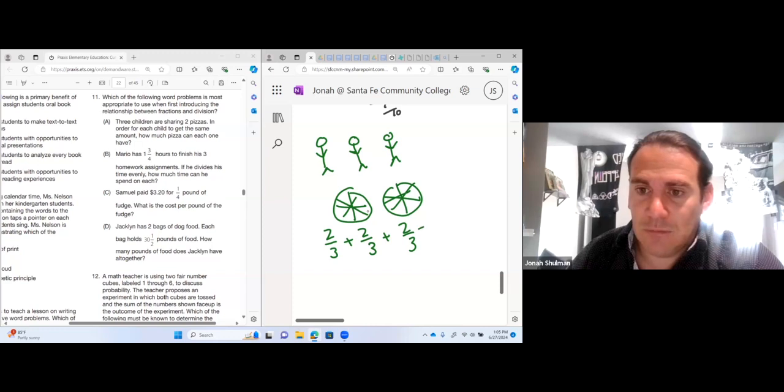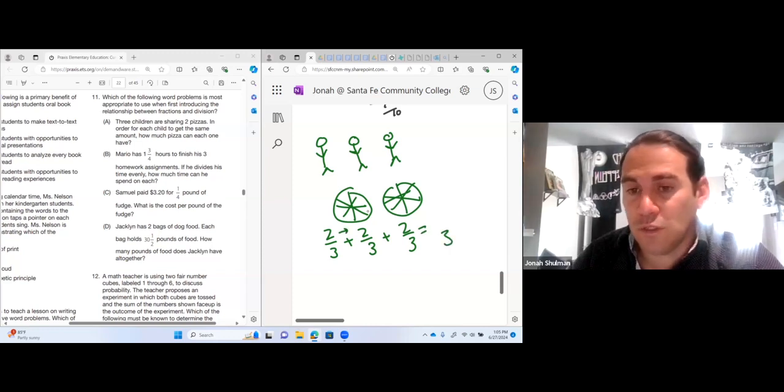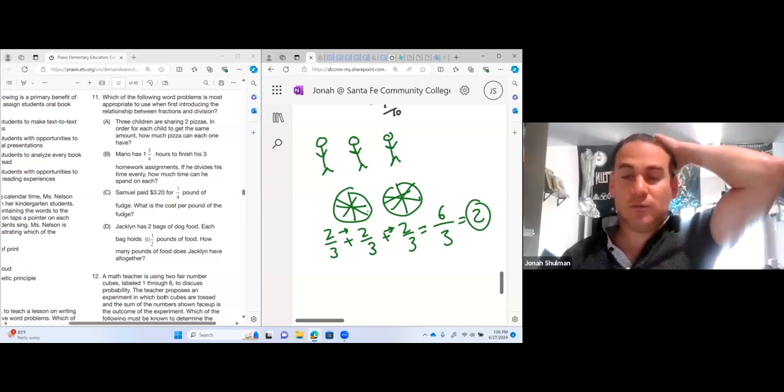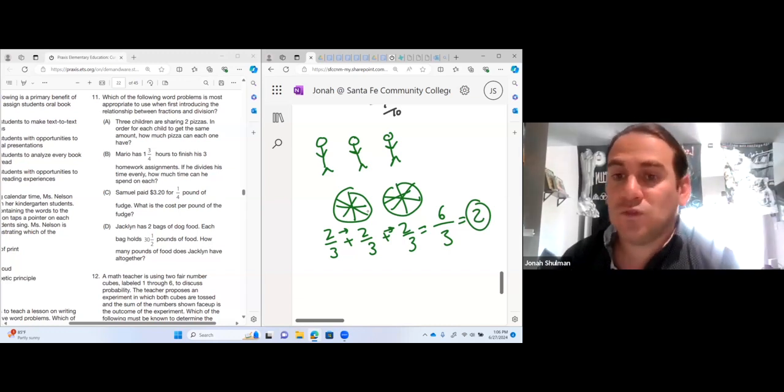So we keep the denominator, we add the numerators. So that's how you add fractions. You always hold the denominator, add the numerator. So 2 plus 2 is 4, 4 plus 2 is 6. 6 divided by 3, there's our 2 pizzas. Okay, so that was A. Nothing too crazy about it. I'm sure there's a million ways to do it.